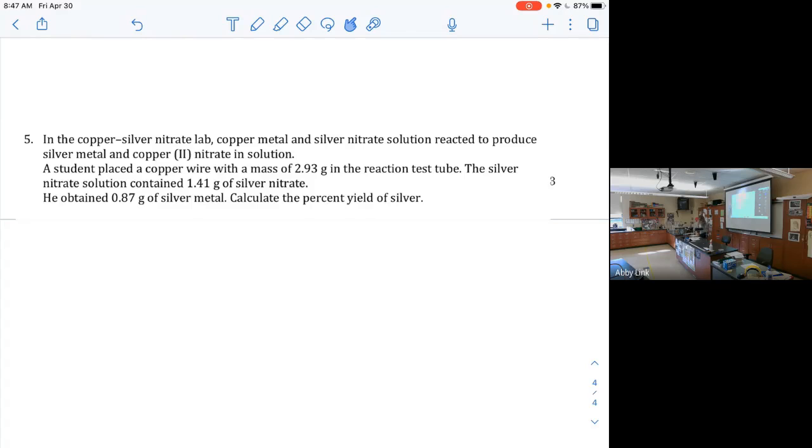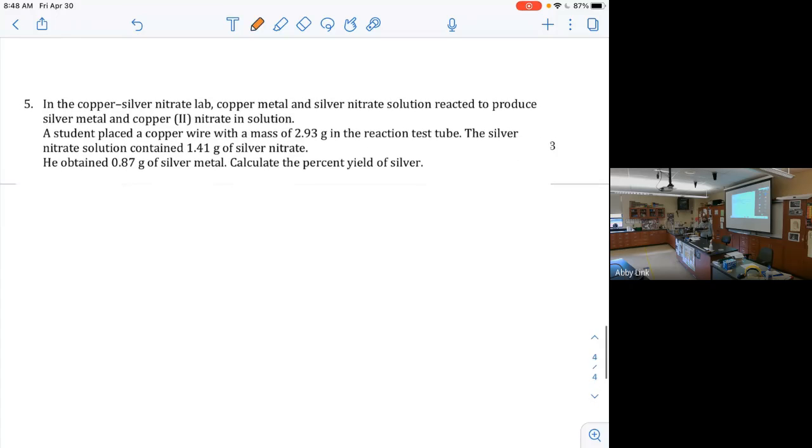All right. Let me get my work just so I have the molar masses for us. Number 5 is a little annoying. All right, let's do it. It says in the copper silver nitrate lab, which we actually do if COVID was not occurring, copper metal and silver nitrate solution react to produce silver metal and copper(II) nitrate in solution. Okay, so let's write out our reaction.